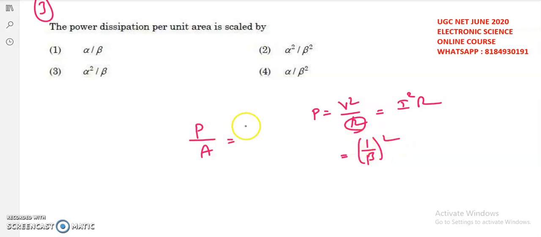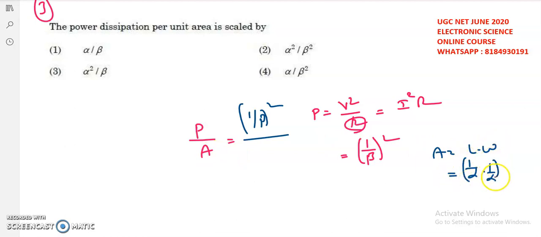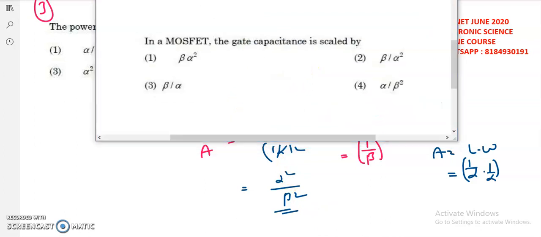That means after scaling, we are going to take this parameter as 1 divided by beta whole square, divided by area, where area is length into width. The length is 1 by alpha, and the width of the channel is also 1 by alpha. So 1 by alpha into 1 by alpha is 1 by alpha whole square. So totally it becomes alpha square by beta square. That means the correct option for the power dissipation per unit area is scaled by alpha square divided by beta square.